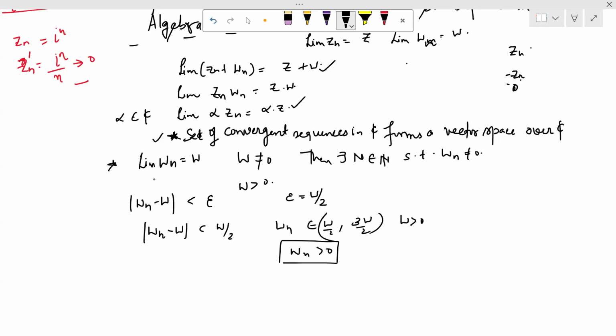In general, remember that if the limit of Wn is equal to W and W is non-zero, then there would always exist a tail of the sequence which is non-zero. And this gives us another motivation: if Wn converges towards W, which is non-zero, then the limit of Zn divided by Wn will converge towards Z upon W. So all these things are called the algebra of limits.